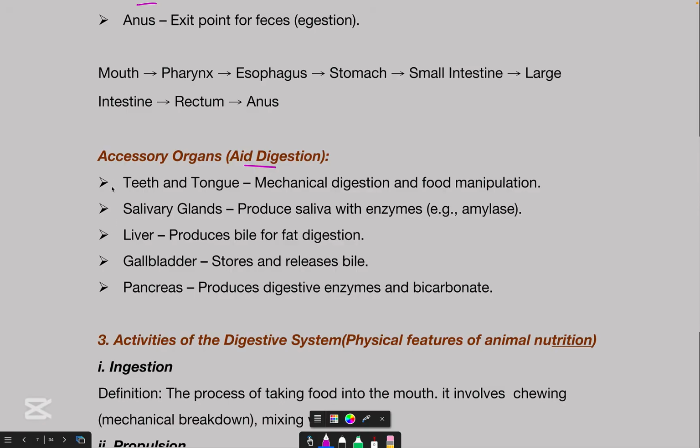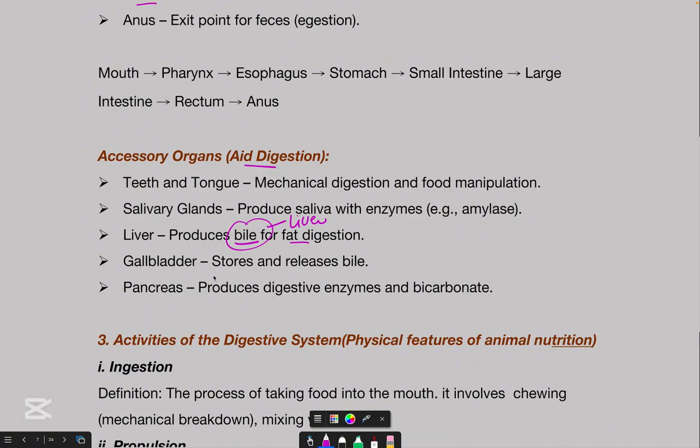Then you have the salivary gland. The salivary gland produces saliva with enzymes. You're going to know the use of the saliva later. Then the liver produces bile for fat digestion. Bile is produced in the liver and stored in the gallbladder. Are you getting it? This bile is used for emulsification of fat. We are going to look at it. It's part of this work. So we have the gallbladder that stores and releases bile. Bile is produced in the liver and stored in the gallbladder. Emphasis on that.